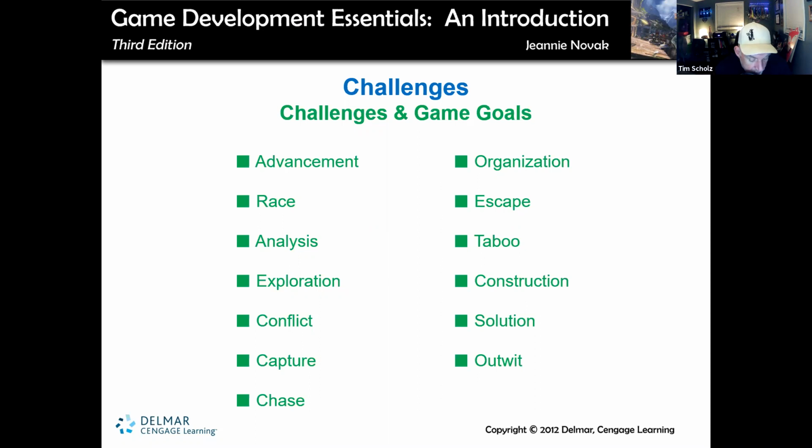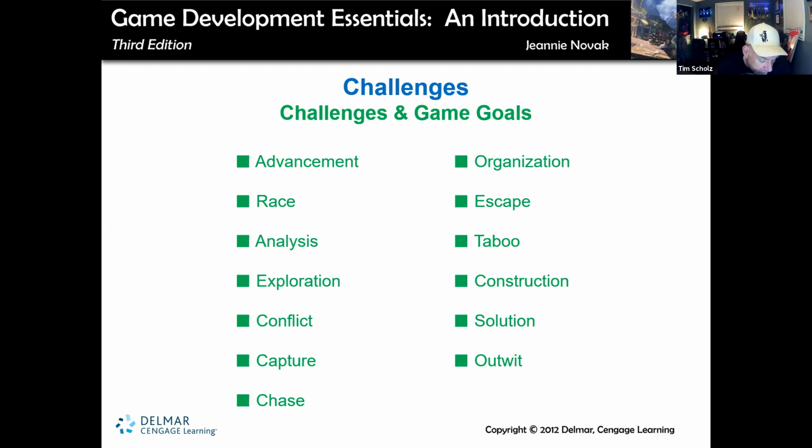Sometimes the challenge is analysis, where you're applying your mental processes to solving riddles and codes within a certain amount of time. Sometimes the challenge is exploration, to move into new areas and see new things. Sometimes your challenge could involve conflict, disagreement or ultimately combat between characters, and it's used to provide tension within your games. Sometimes the challenge is capture, take, or destroy something. Or you can have the chase challenge, where you're not necessarily trying to capture, but you're trying to chase and catch or elude your opponent.